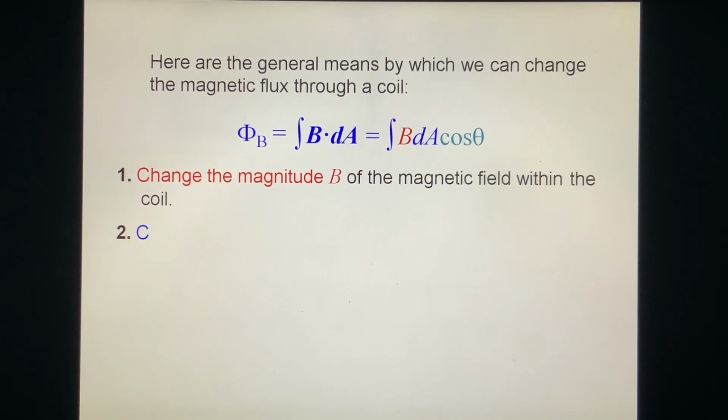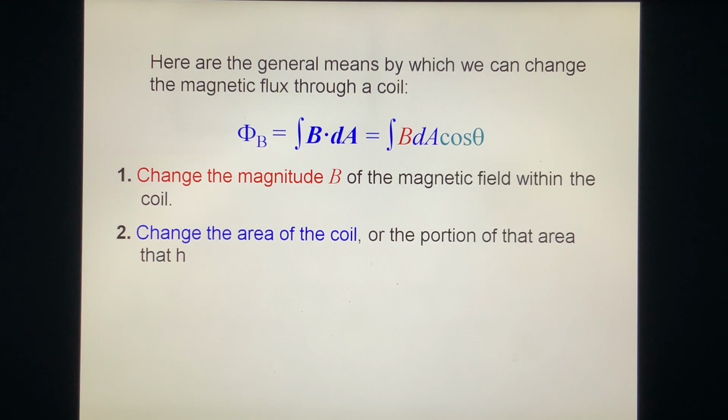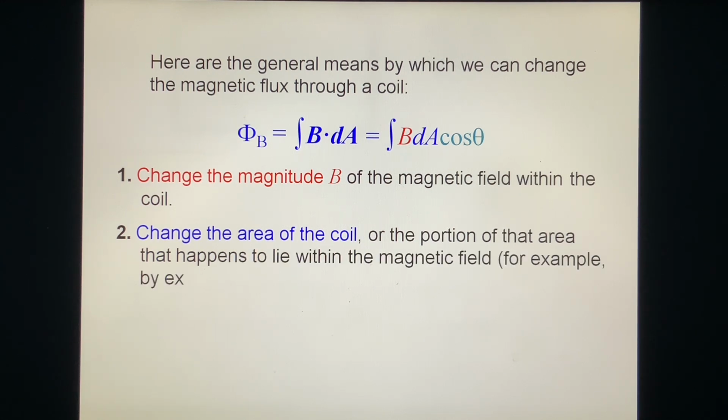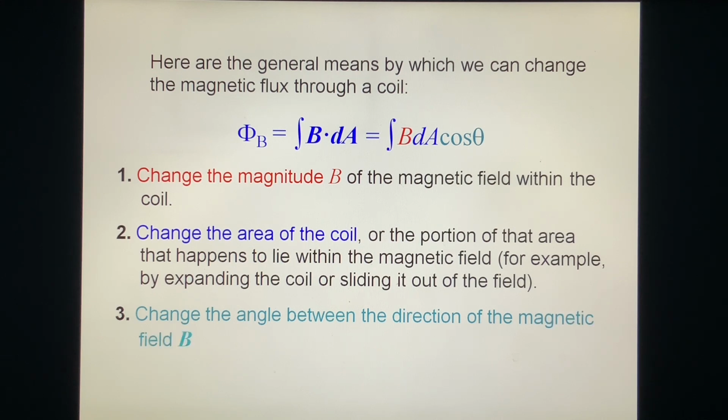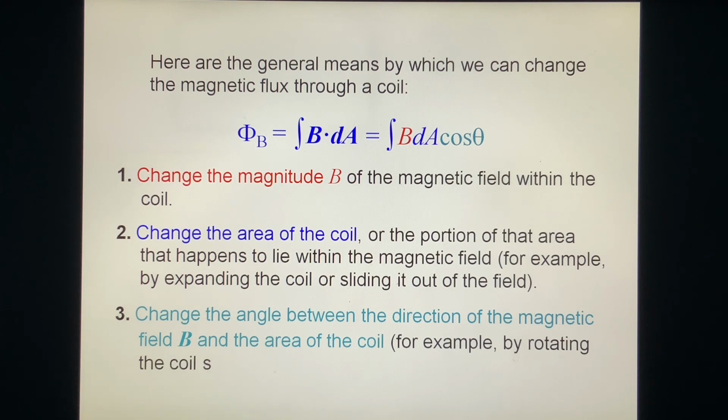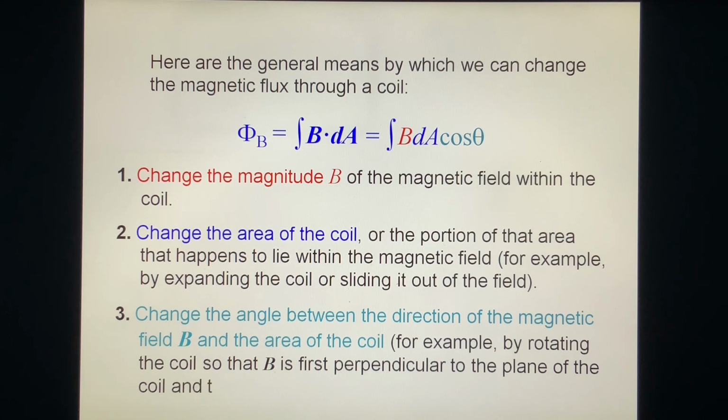Then the second one, dA: change the area of the coil, or the portion of that area that happens to lie within the magnetic field, for example by expanding the coil or sliding it out of the field. Third, change the angle between the direction of the magnetic field B and the area of the coil, for example by rotating the coil so that B is first perpendicular to the plane of the coil and then along the plane.